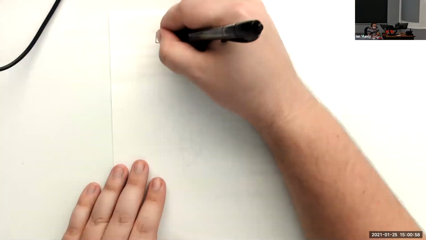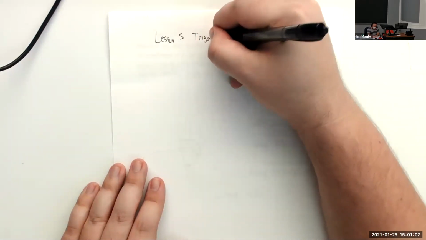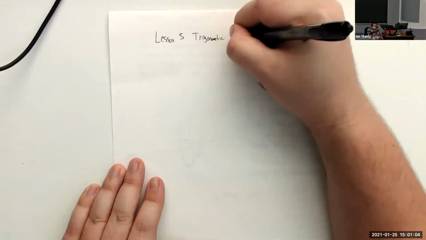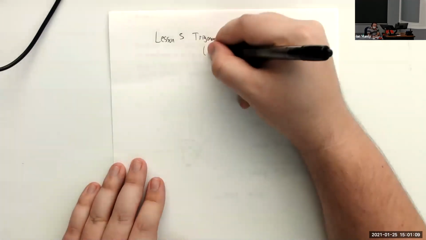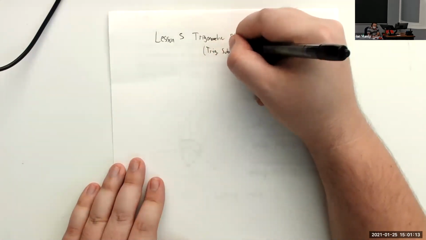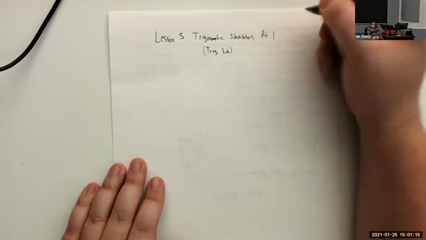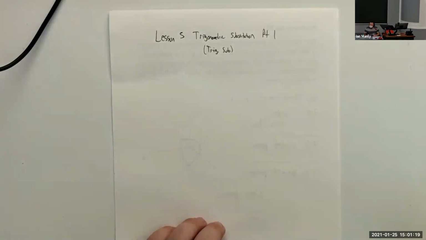And this method, this is lesson 5, this method is called trigonometric substitution. And I'm henceforth going to call it Trig Sub. Everyone calls it Trig Sub. And this is going to be part 1, and we're going to talk more about this next time. All right, so what is trig sub?